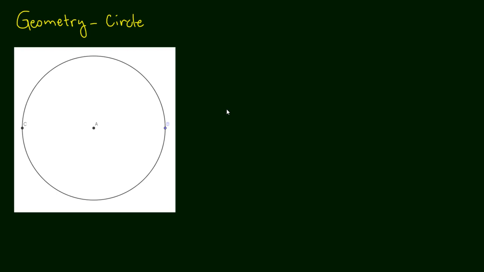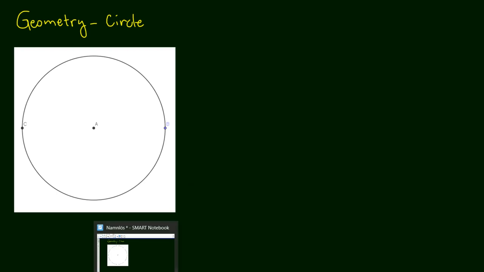A circle is the locus of all points in a plane equidistant from a given point called the center of the circle. As you can see here, A is the center of the circle. And as you can see, we have different points in the line. C and D are equidistant to the center. So if I'm going to draw a line here and here, they are equidistant, they are equal.